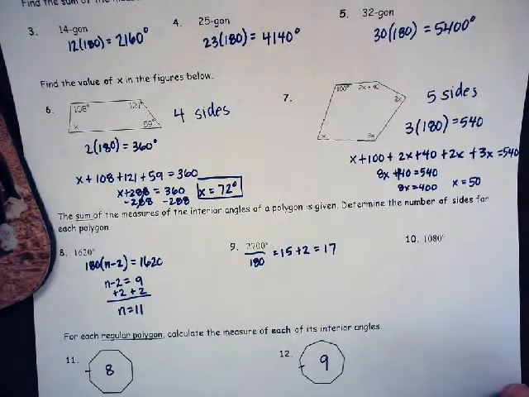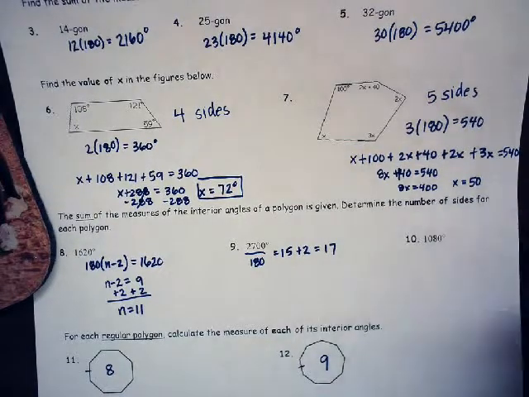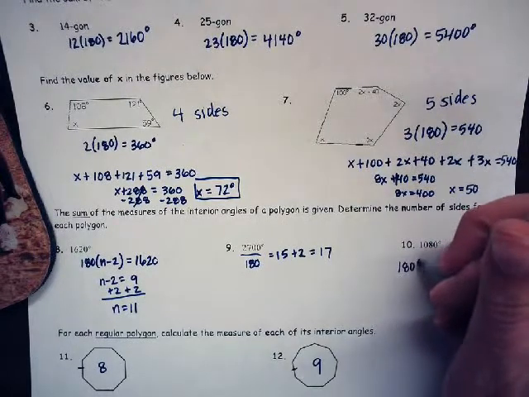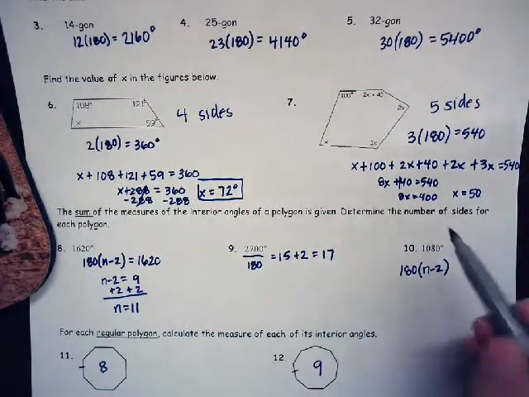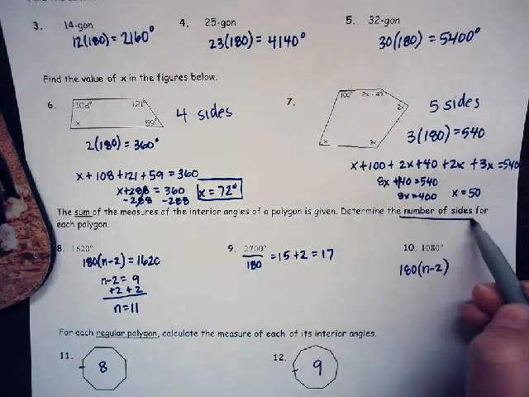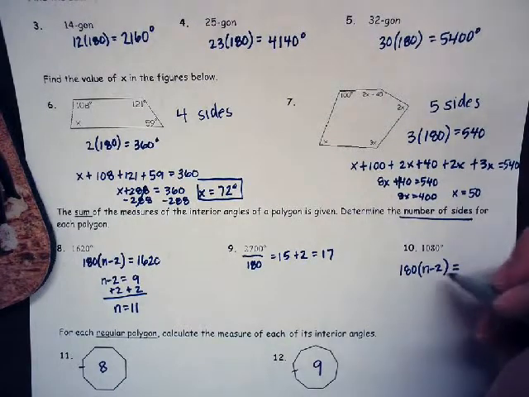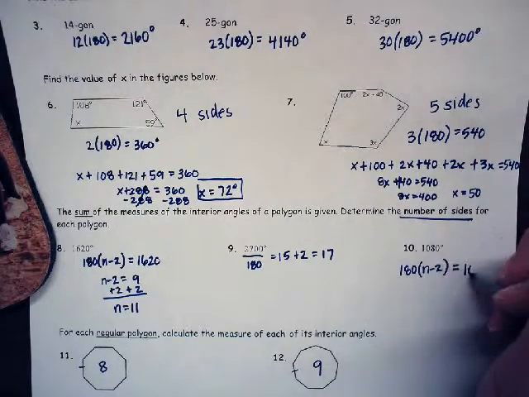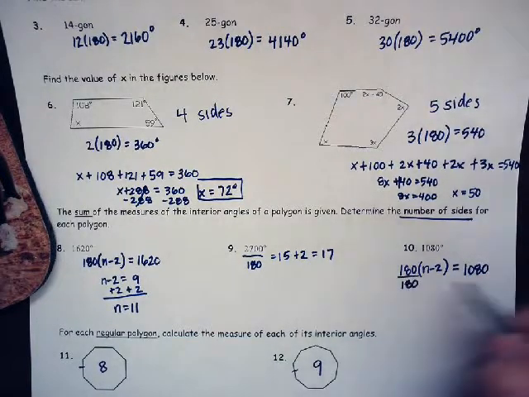Okay, I'm one that likes to have a formula, and I like to write it down. Oh, lost the screen. Don't worry, you didn't get out of the notes. Still going. 180 times n minus 2, because n tells me the number of sides, and that's what I'm looking for, right? It says determine the number of sides. So if n is the number of sides, I can use this formula. This formula equals the sum, so if it tells me the sum already, I can just put that on this side. So I'm going to divide both sides by 180.